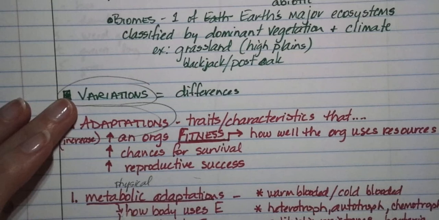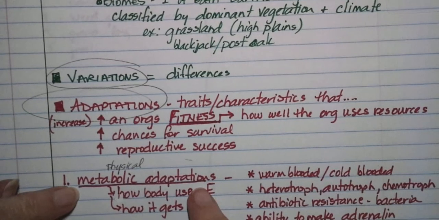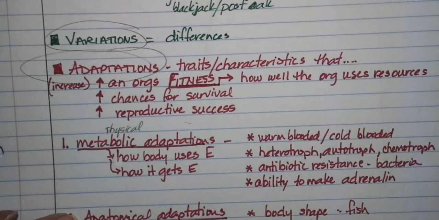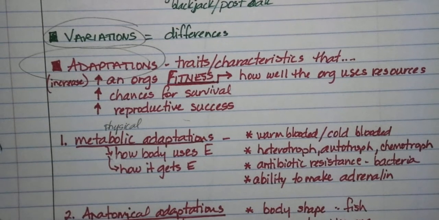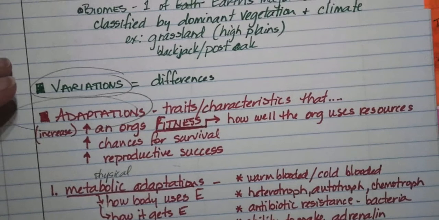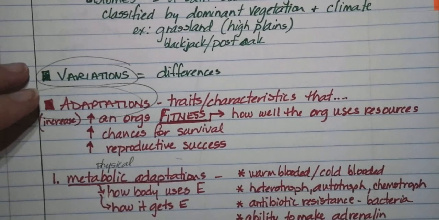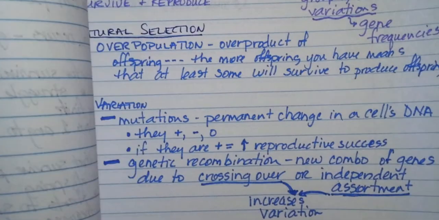We talked about adaptations in the form of metabolic adaptations, where whether or not you're warm-blooded, cold-blooded, whether you're heterotrophs, autotrophs, how do you get your food, antibiotic resistance, things like that. We talked about anatomical adaptations, the body shape and things like that. And then we also talked about behavioral adaptations, like, are some active during the day, are some active at night, what are their mating rituals, things like that. So all you have to do is go back to that page, and then you've got the notes there. So it's your responsibility. The adaptations will be on the next test. You need to be aware of that.